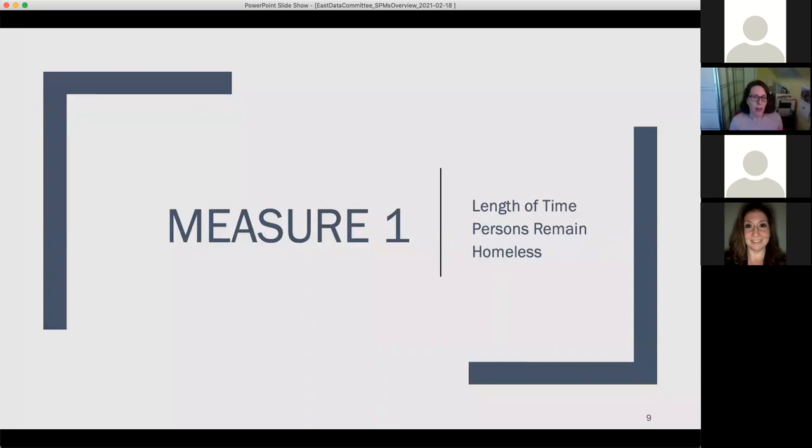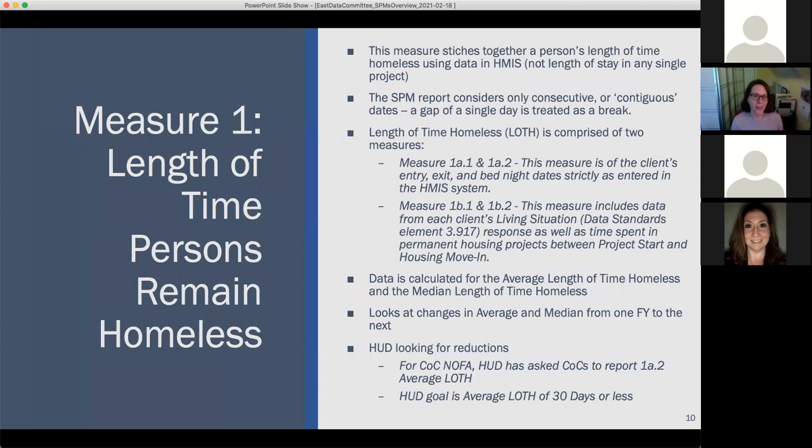All right, so I'm going to jump in and go measure by measure. Let's start with measure one, which is length of time persons remain homeless. I think this is probably the one that HUD has the greatest emphasis on in terms of NOFA point values and other work. Measure one is one where HUD is stitching together through the specifications. They have CoCs pull the data and stitch together a person's length of time homeless across potentially many enrollments. It's not really about any one specific project length of stay. It's really the length of stay across potentially multiple projects.